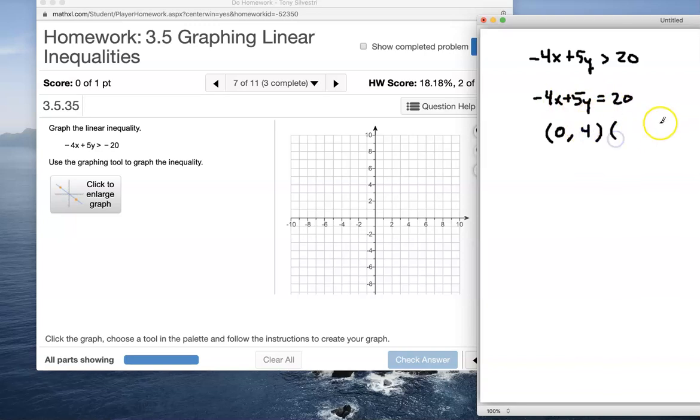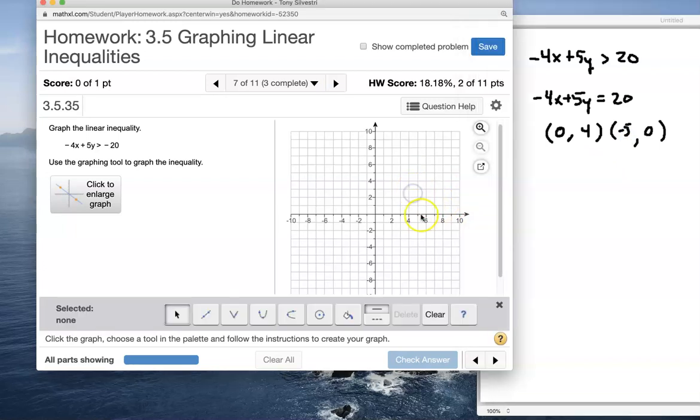Now what I do next is say, well, if y is 0, 5 times 0 is 0, so this entire term goes away. What you're left with is -4x equals 20, and divide by -4, you get x is -5. Okay, now we got our 2 points. That defines the world. Let's come over here, click on this, and draw the line like always, but we never did this before.